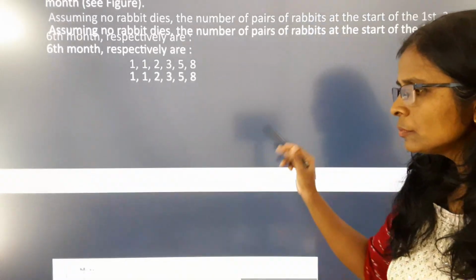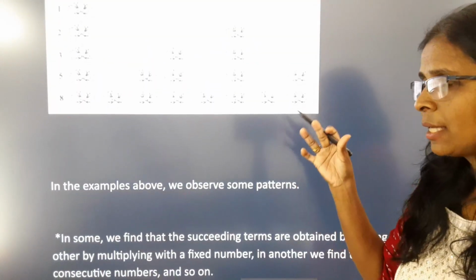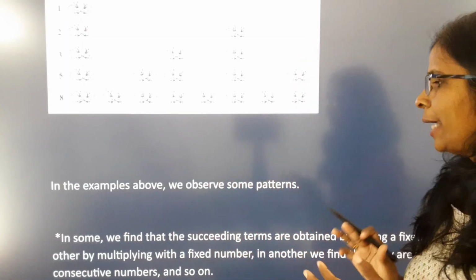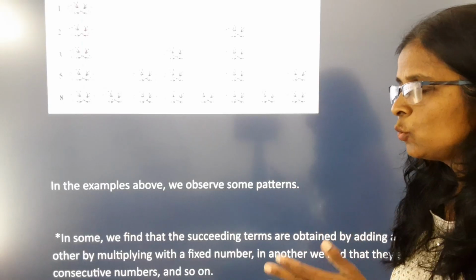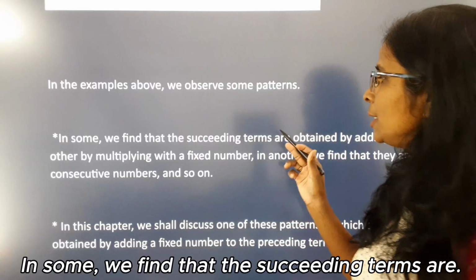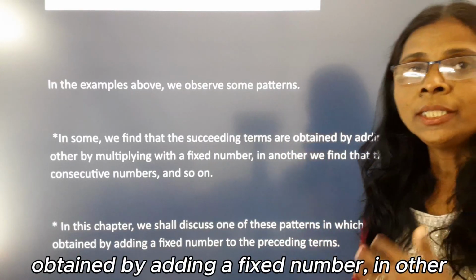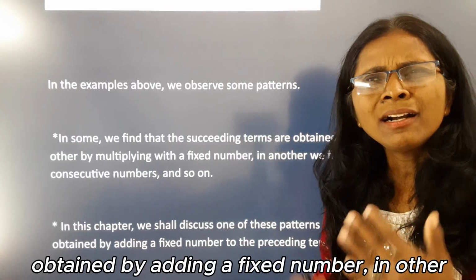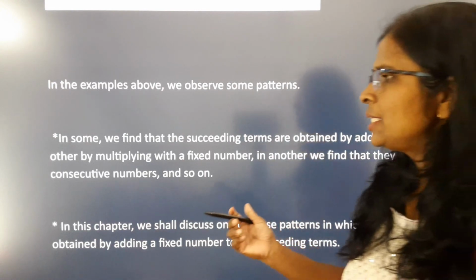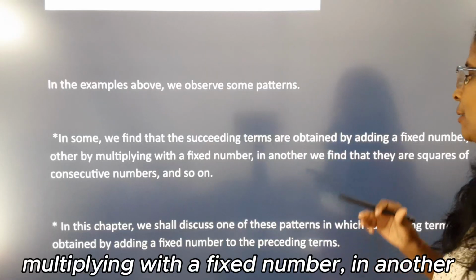Now this way we can see that in the above examples there is some pattern. We can say that in some examples the succeeding terms are obtained by adding a fixed number, but in other examples, the next term is obtained by multiplying with a fixed number.